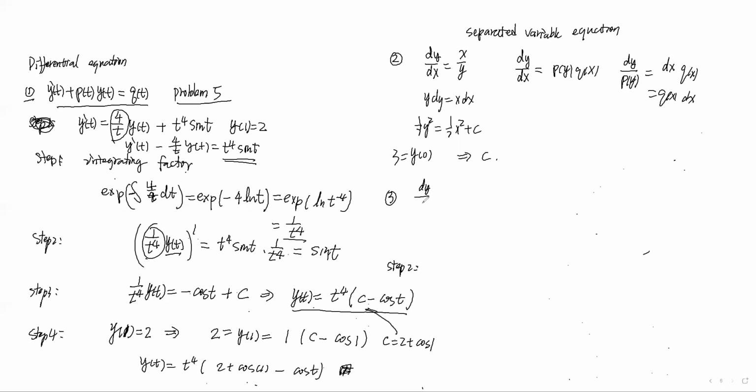dy/dt is negative y plus 1, like this. y naught is 7. So for this kind of problem, it's totally different from the previous ones. Okay, so you can say this is a polynomial. The method is the same. You put it in this form, and dt.